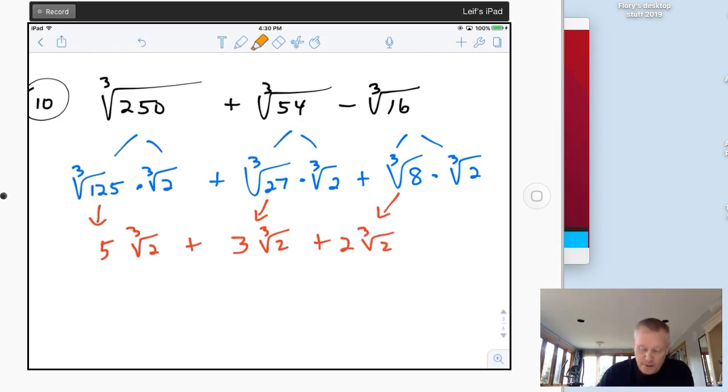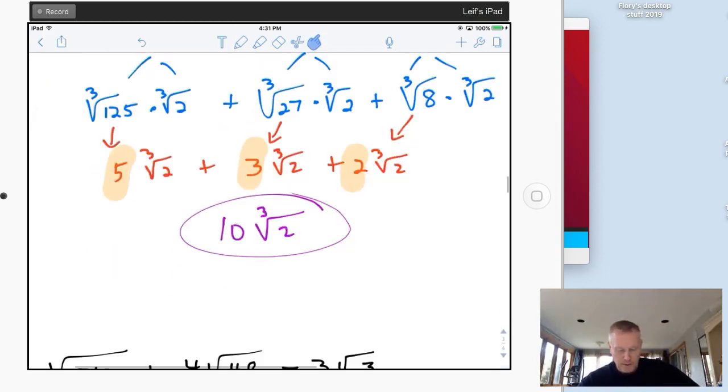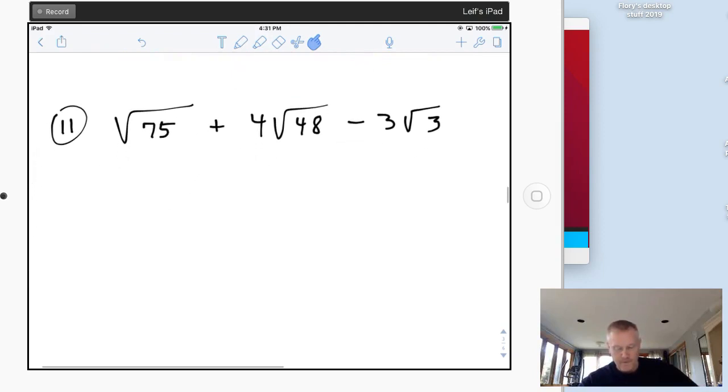So now they all have the same numbers under the radicals, and I can combine the coefficients together. 5 plus 3 plus 2 is 10 third roots of 2. And that's the answer. All right, next one.